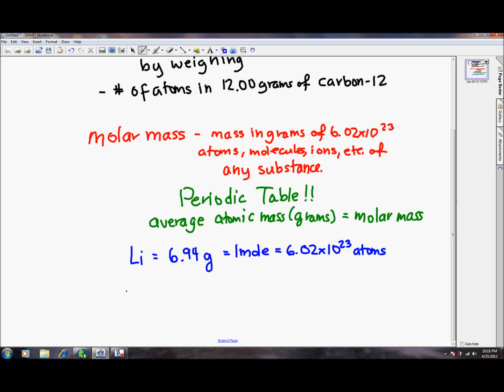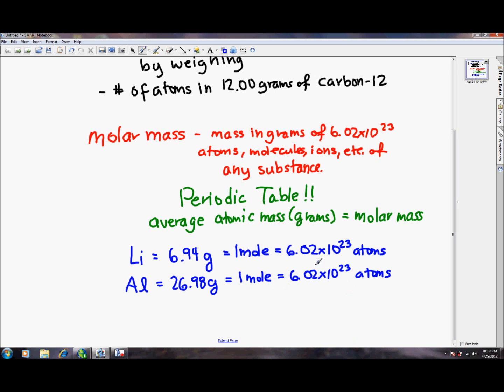Okay, if we looked up aluminum, the average atomic mass of aluminum is about 26.98 atomic mass units, but if we had that many grams of aluminum, we would have 1 mole, or 6.02 times 10 to the 23rd atoms.